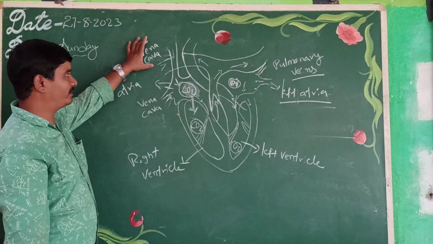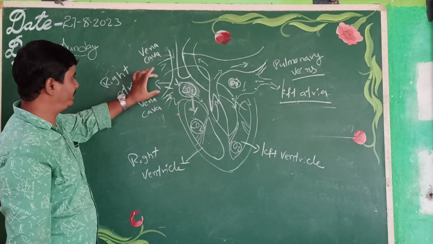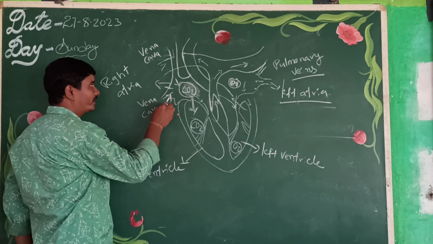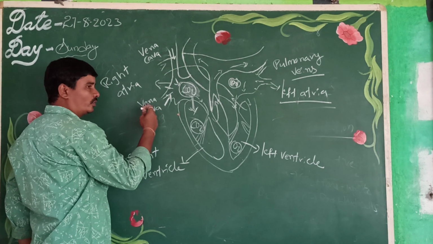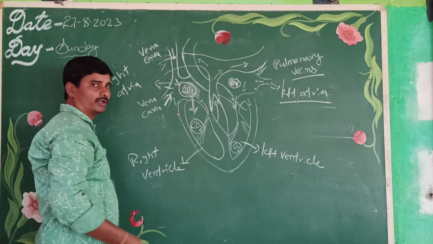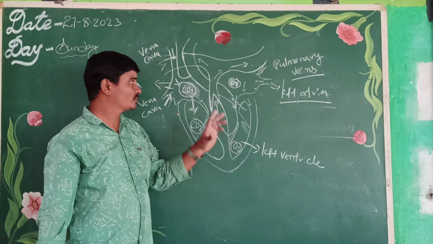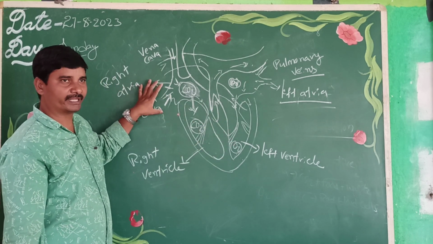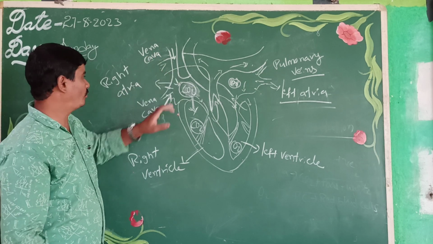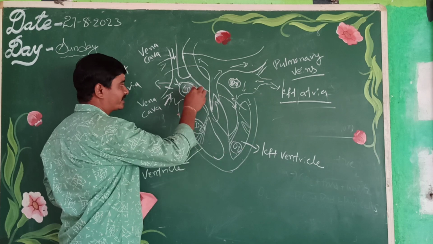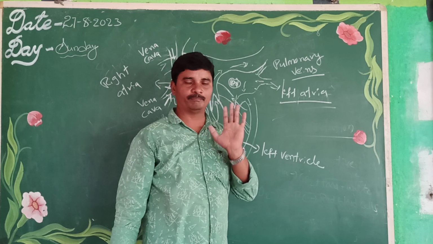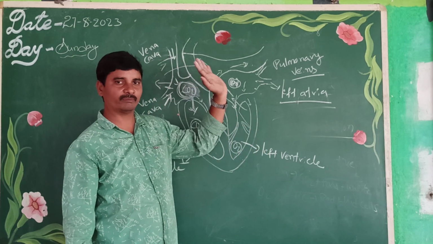Here the upper vena cava, the superior vena cava. This is the lower vena cava, called the inferior vena cava. The upper vena cava is called the superior vena cava. Both are veins. Both bring deoxygenated blood from the upper parts and lower parts of your body. Both open into the right atrium. Now this right atrium is filled with deoxygenated blood, collected from different parts of your body.